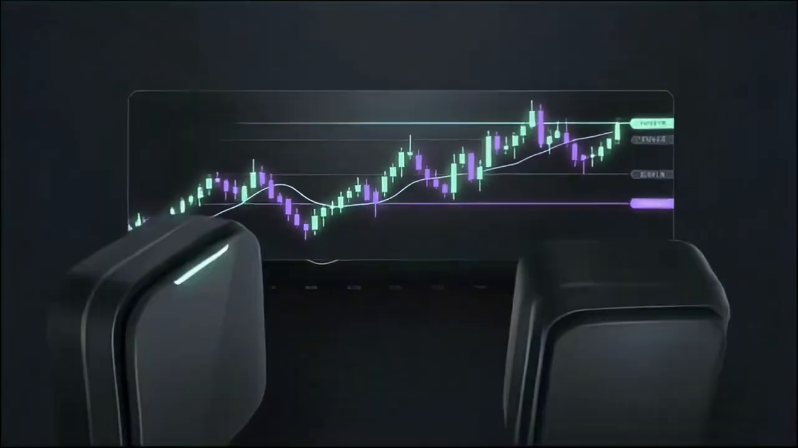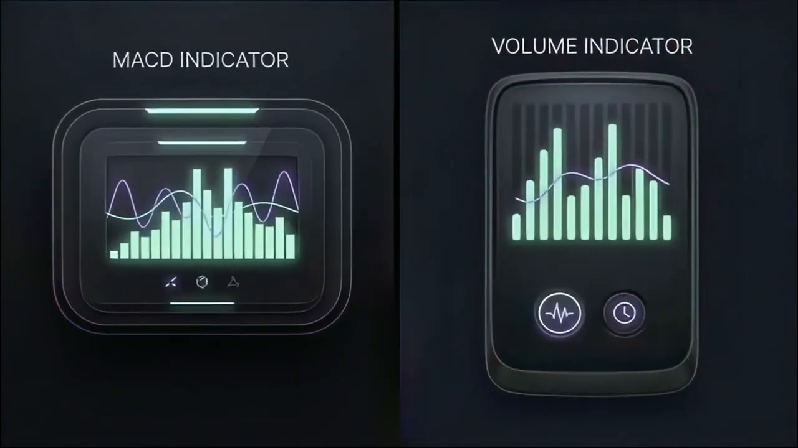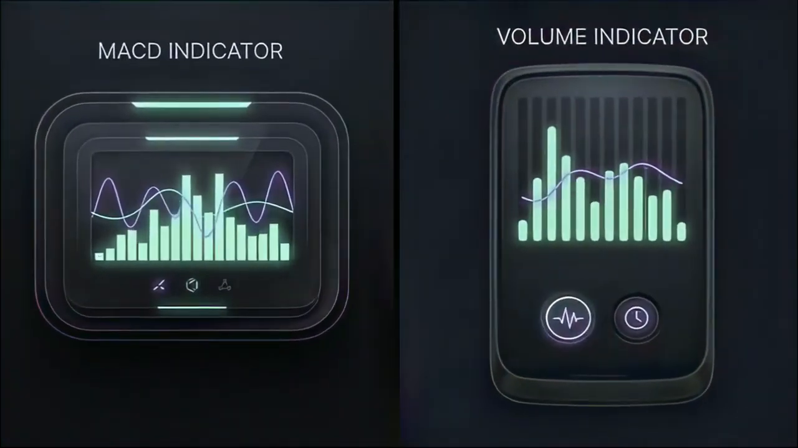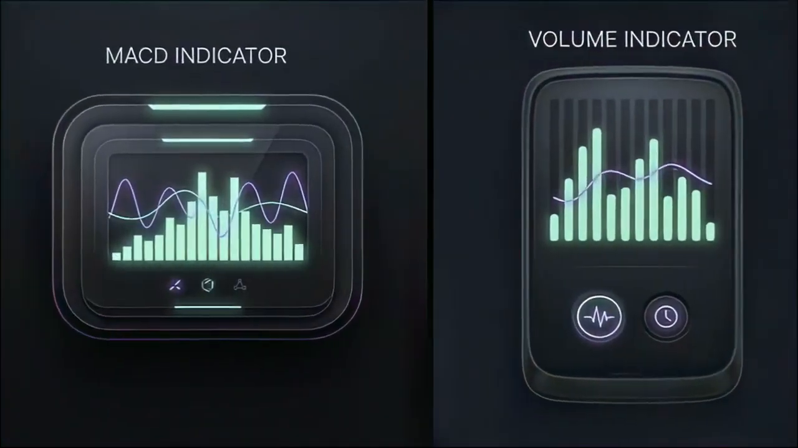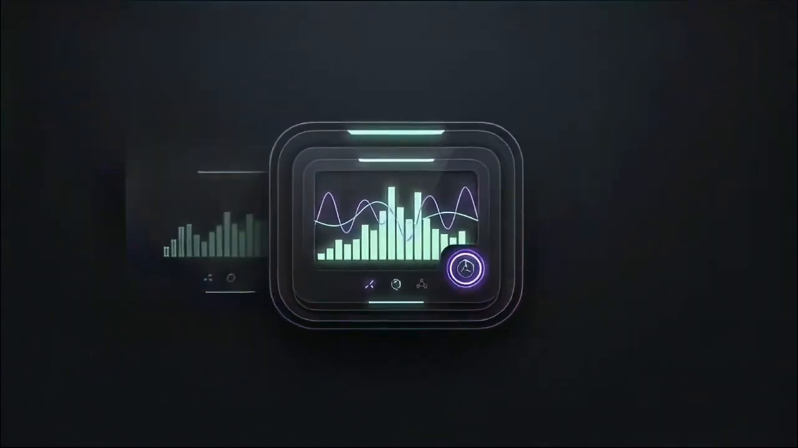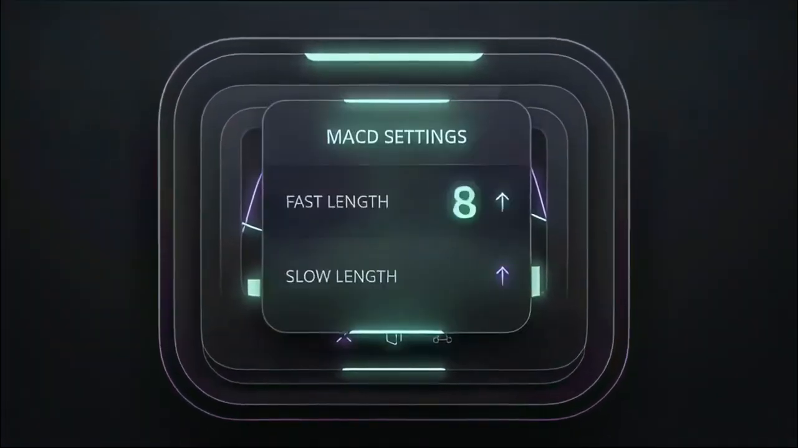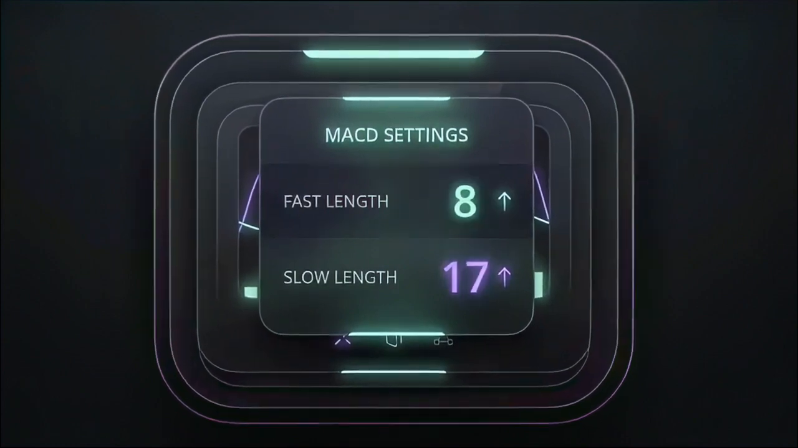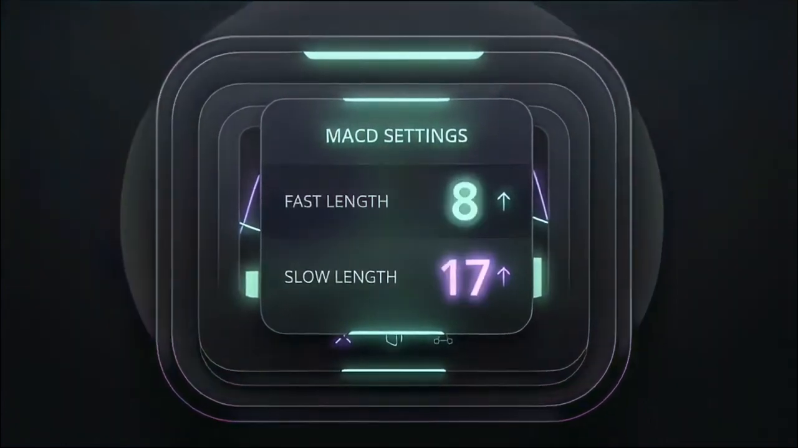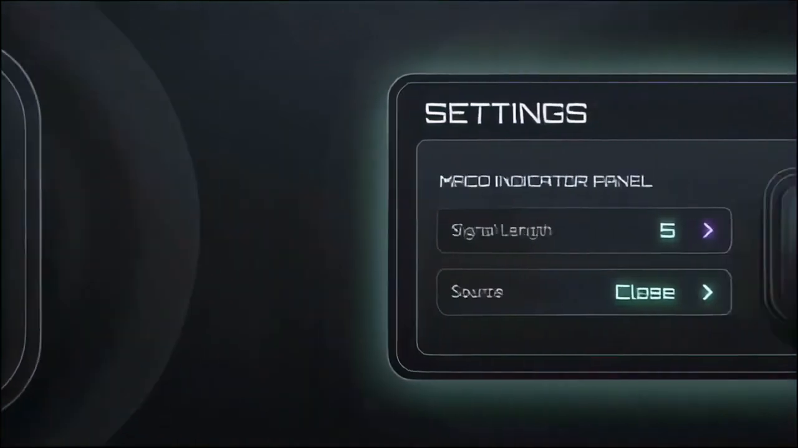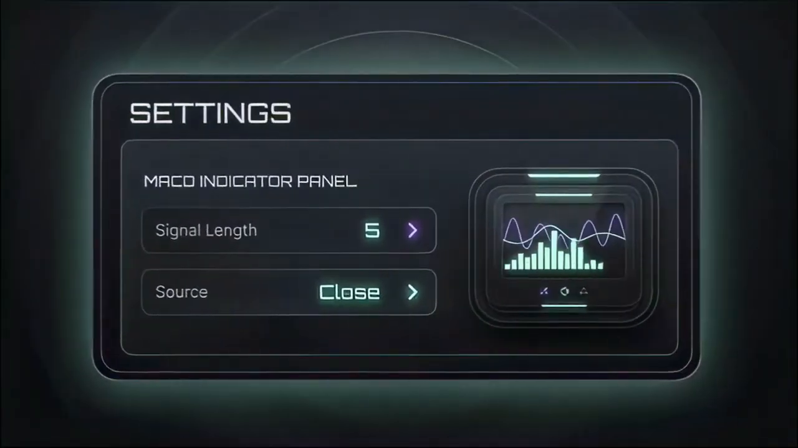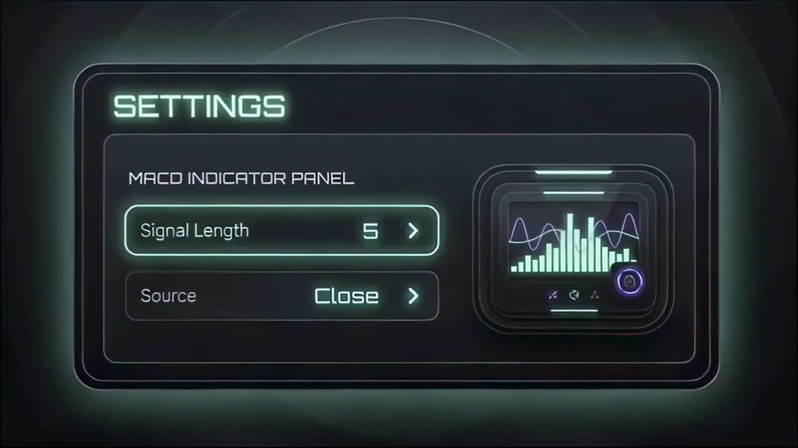It has no fuel. So you need 2 things agreeing: momentum, to time the turn, and volume, to prove real money showed up. Neither one alone is enough. Set the momentum first. On the moving average convergence-divergence, bring the fast length down to 8 and pull the slow length into 17. Then, drop your signal length to 5 while leaving the source on the closing price.